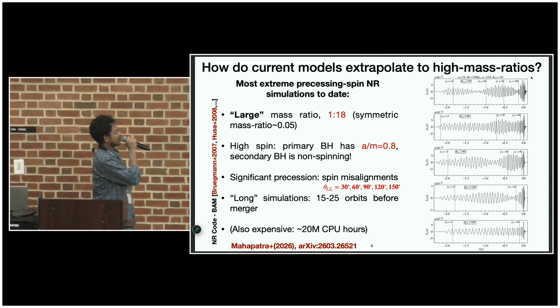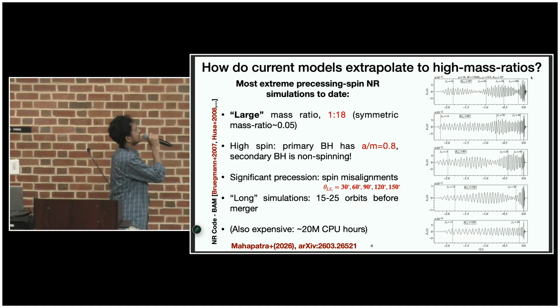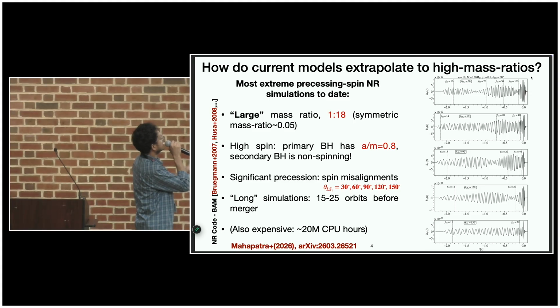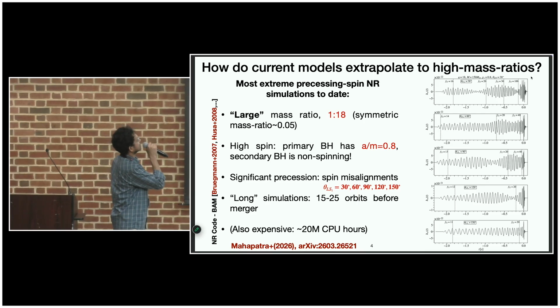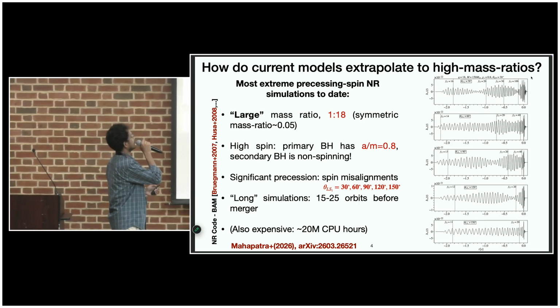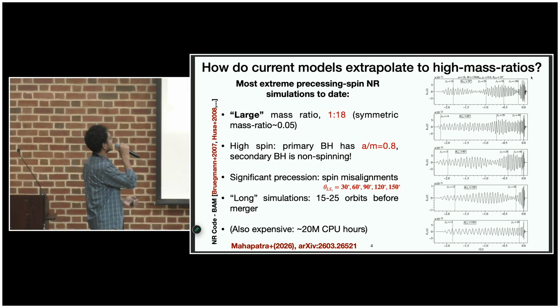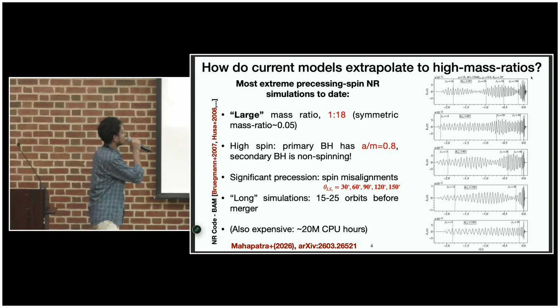So we asked the question: how accurate are our current models at high mass ratio? To do that, we ran simulations of precessing binary black holes of mass ratio 18. 18 is not a crazy number because it corresponds to a symmetric mass ratio of 0.05, and that was produced for developing phenomenological models and so on. These simulations have a primary black hole with spin of 0.8, and the secondary black hole is non-spinning, and we take a range of misalignment angles between the spin and the orbital angular momentum.